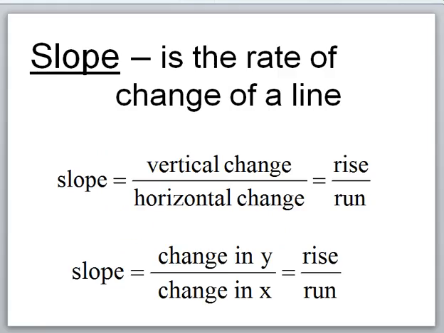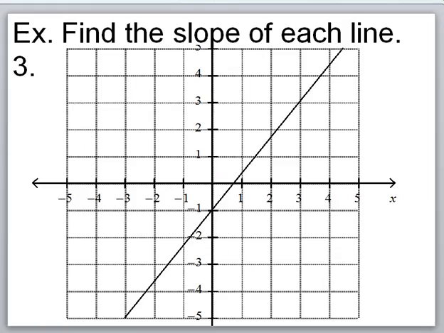Slope is a great way of describing the vertical change, which would be your y's, over your horizontal change, which is your x's. So the change in y over the change in x is what I kept describing in the last problems, and that's also known as rise over run. When we're looking at a picture, I'm going to talk about rise over run.